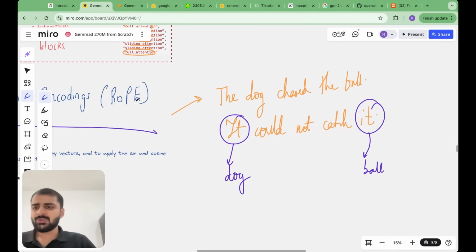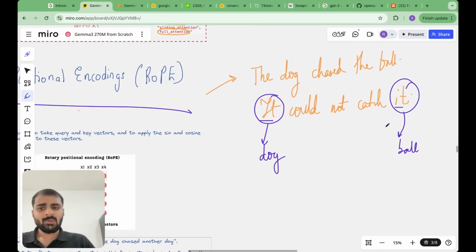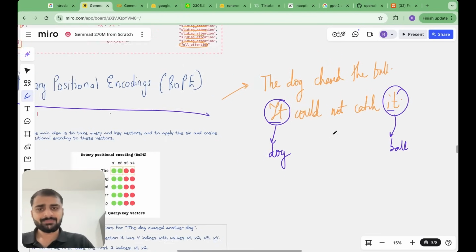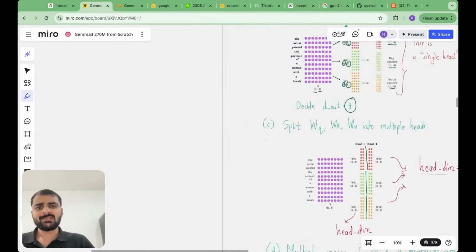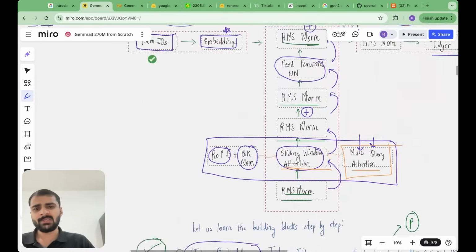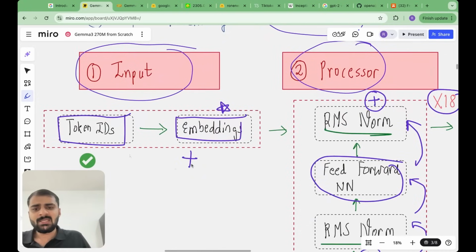So if you just use token embeddings, both of these will have the same token embedding. So you need to somehow encode information about the position as well. The position at which a particular token comes also plays a very important role. Before rotary positional encoding, there were absolute positional encodings, and those were added to the token embedding in this step itself.